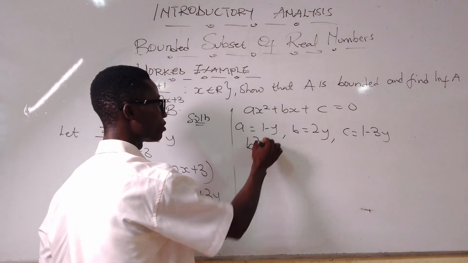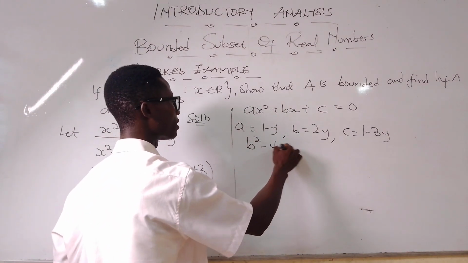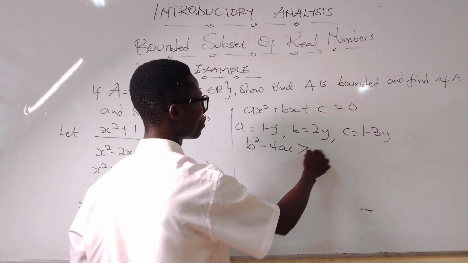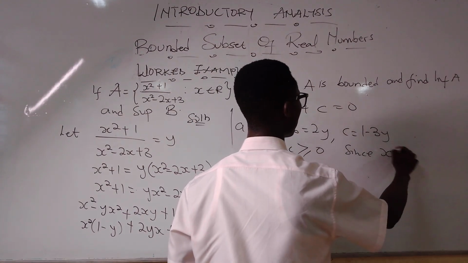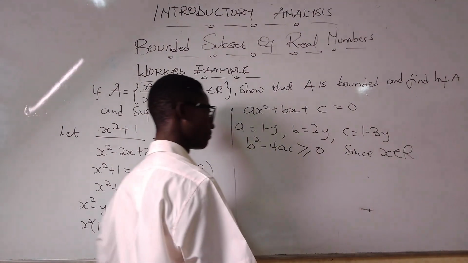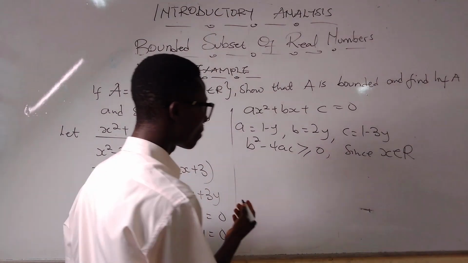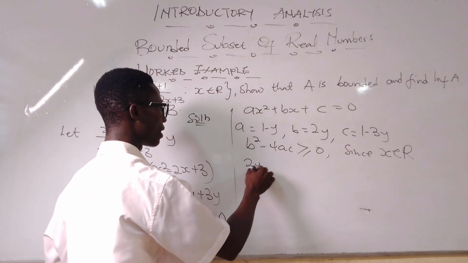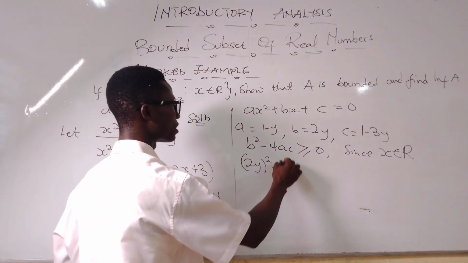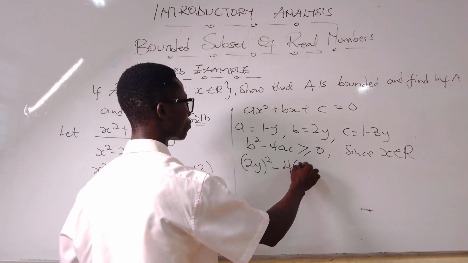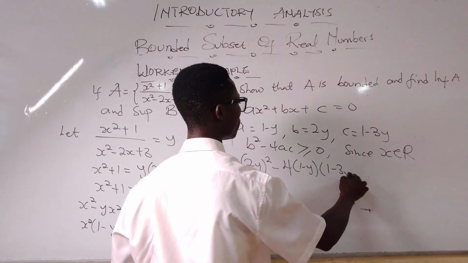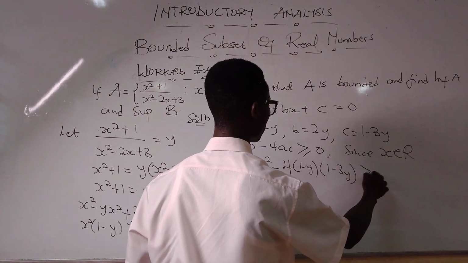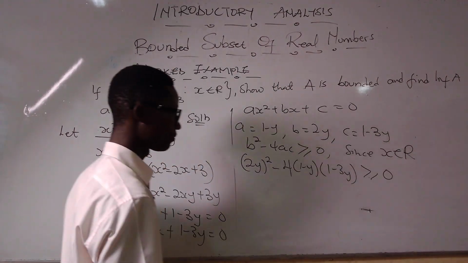It implies I write b squared minus 4ac must be greater than or equal to 0, since y belongs to R. Now I will do my substitution. What is b, which is (2y) all squared, minus 4 times a, which is 1 minus y, and then c, 1 minus 3y, which is greater or equal to 0.